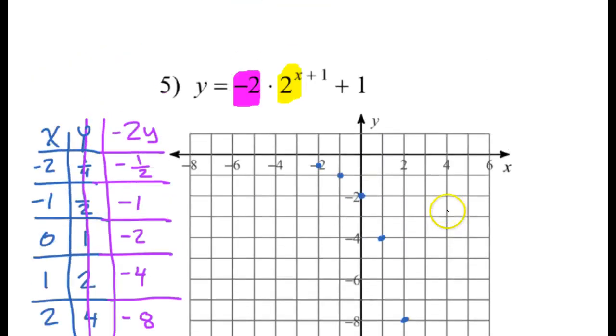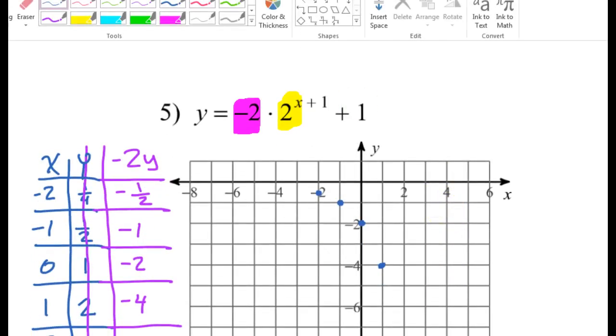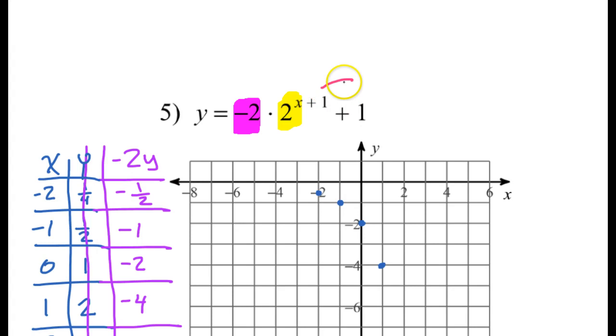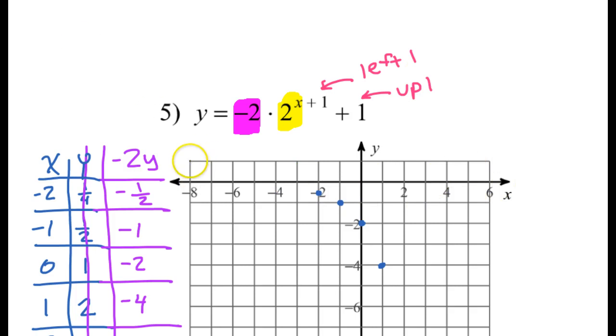Now, we are not connecting these because they are not the final answer, because we have not done our horizontal and vertical translation yet. This +1 means the graph should move to the left 1. And this +1 means the graph should move up 1. This up 1 is also going to affect the horizontal asymptote, which normally would be the x-axis. But since we're moving everything up 1, I will have a new horizontal asymptote at 1.